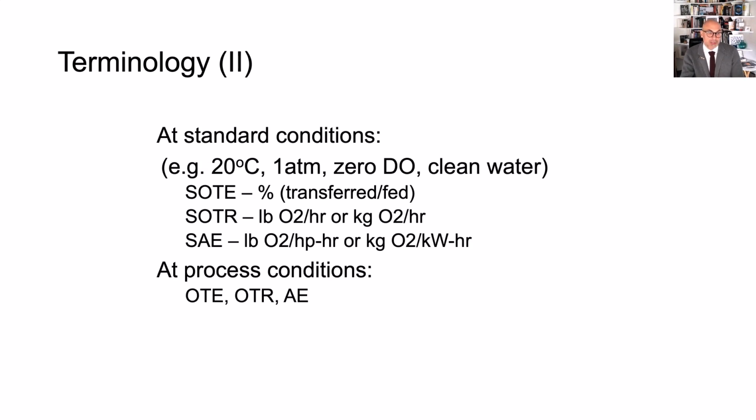At standard conditions, we have 20 degrees, 1 atmosphere, 0 DO, and clean water, okay? And the salinity is below 1 gram per liter. So all of this correction ends up having an S. At process condition, we don't have the S. But if I go from process to standard, that standard is for clean water. The process is in wastewater. So I also need to introduce an alpha factor when I correct the standard condition in process water, okay, which is different.